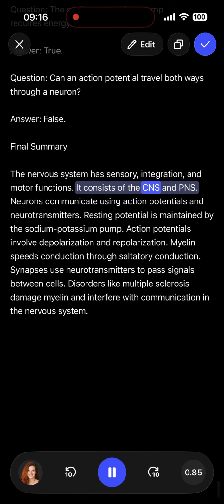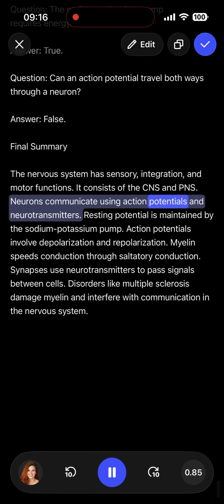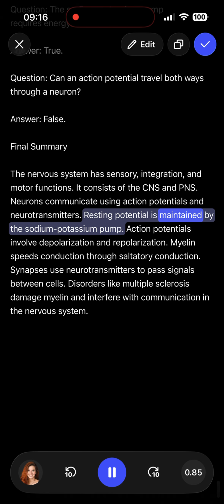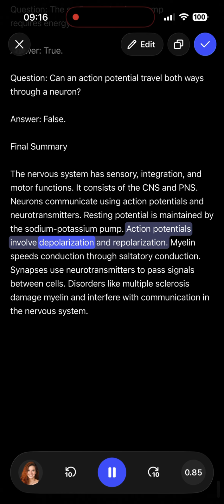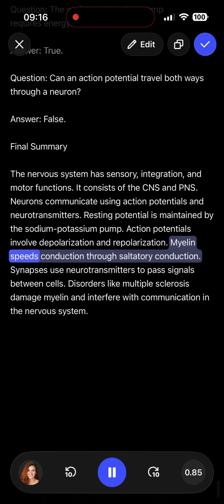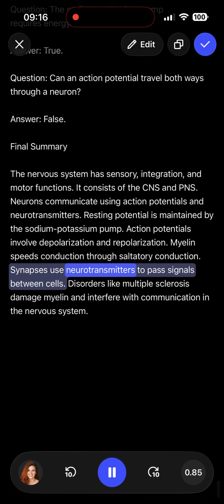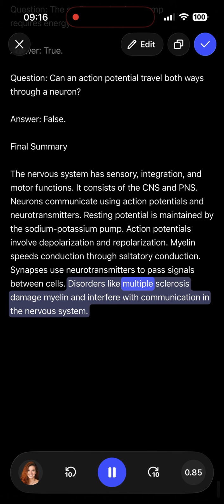Final summary. The nervous system has sensory, integration, and motor functions. It consists of the CNS and PNS. Neurons communicate using action potentials and neurotransmitters. Resting potential is maintained by the sodium-potassium pump. Action potentials involve depolarization and repolarization. Myelin speeds conduction through saltatory conduction. Synapses use neurotransmitters to pass signals between cells. Disorders like multiple sclerosis damage myelin and interfere with communication in the nervous system.